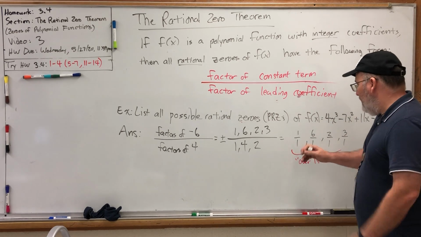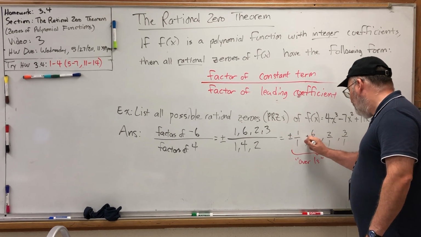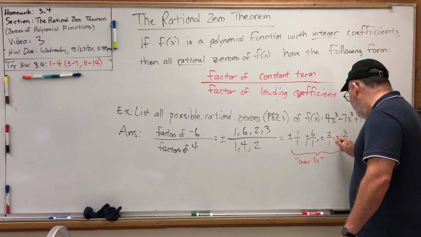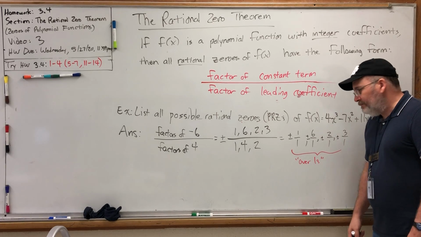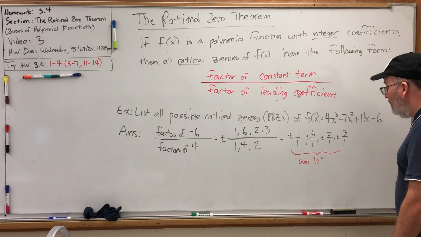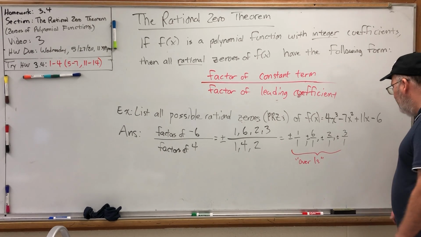And each one is plus minus. You may be thinking, why did I have to write it over 1? Isn't each one equal to the top? 1, 6, 2, and 3. You're correct, and we'll simplify them in a minute. But we've got to build them all first, and then we'll clean them up.